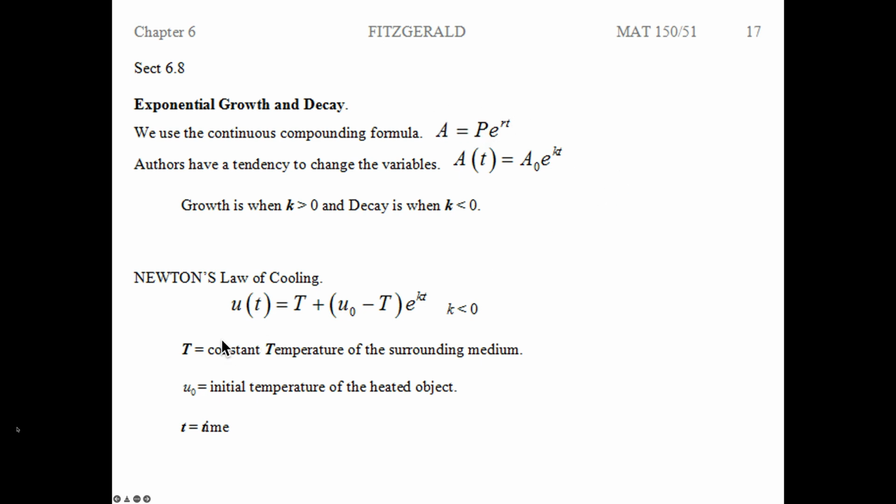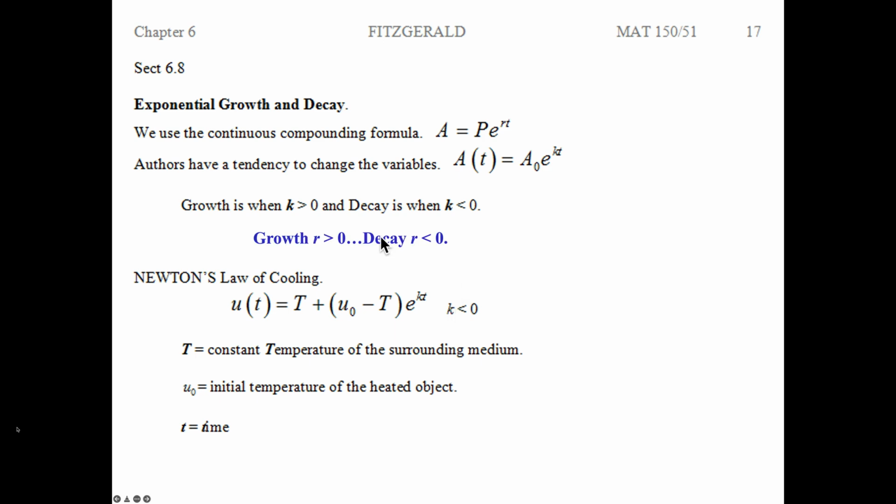Newton's law of cooling. This function states that you're going to have capital T, which is the constant temperature of the surrounding medium, otherwise known as room temperature, plus this binomial here, U sub 0, that's going to be the initial temperature of the heated object, minus the room temperature, times e to the kt power. Well, again, if this is going to be cooling, your k value has to be negative.